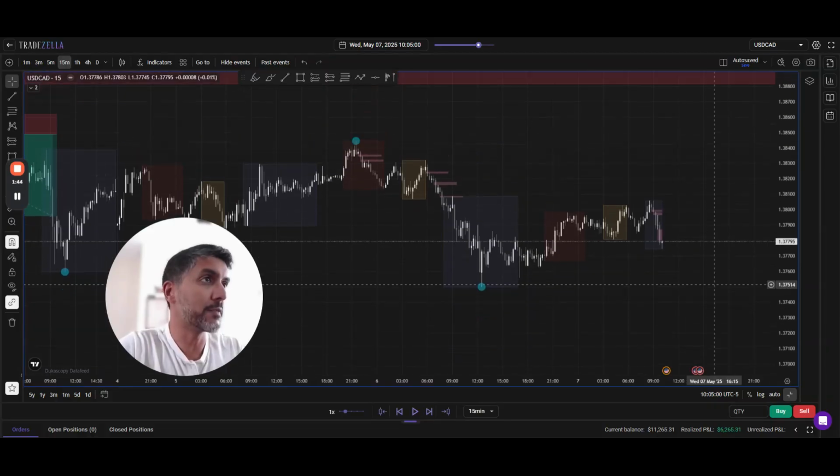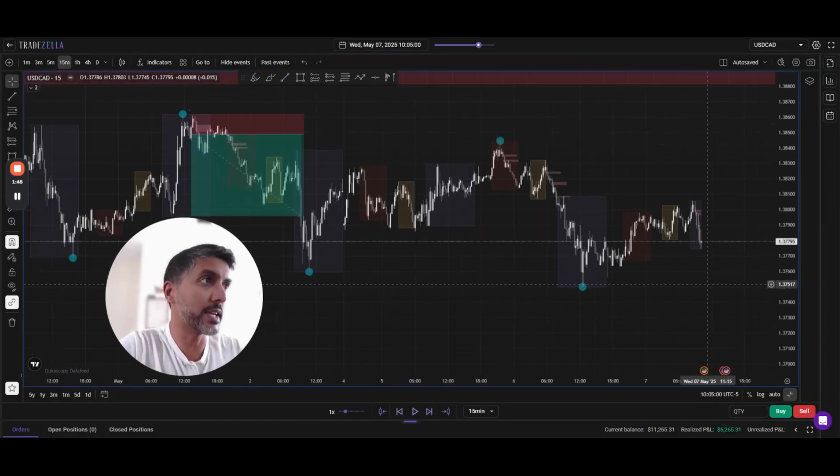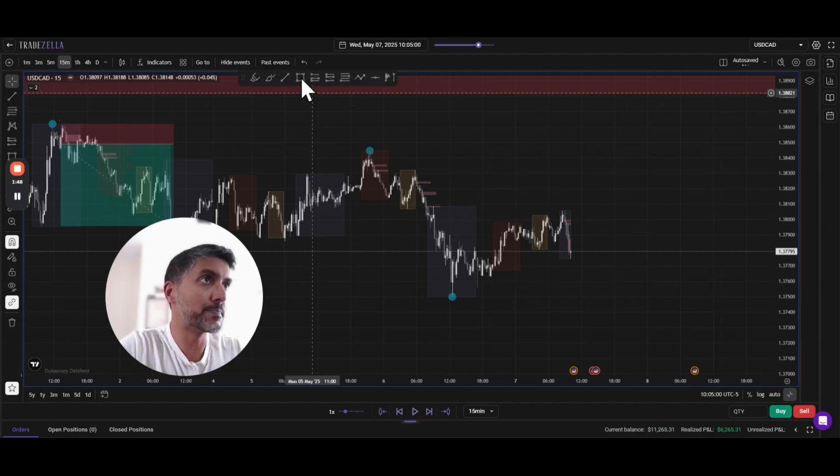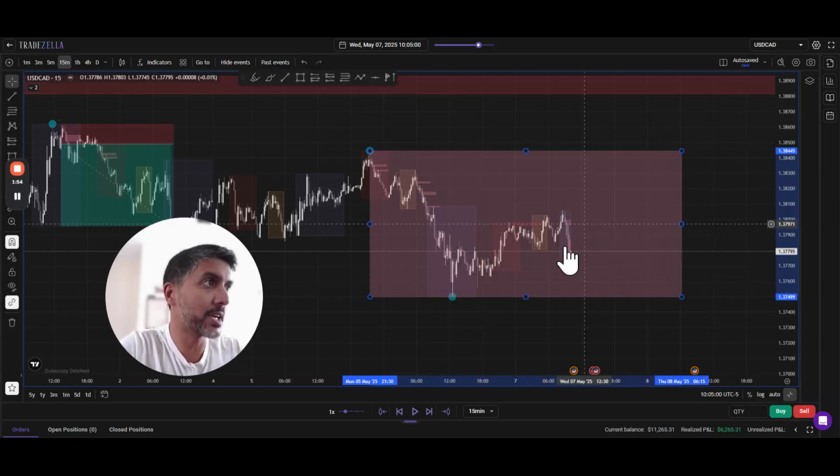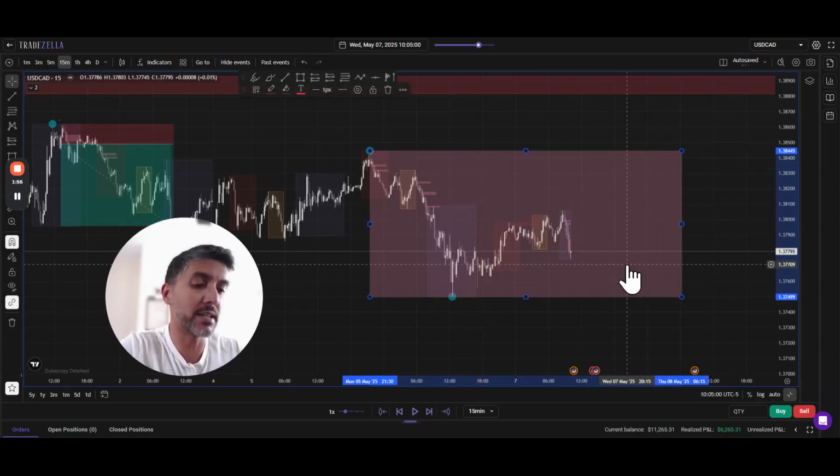So as we can see on the 15-minute, we are presently in a bearish order flow, right? Our trade zone spans from this high here down to this low. And we care about price action inside of this box.